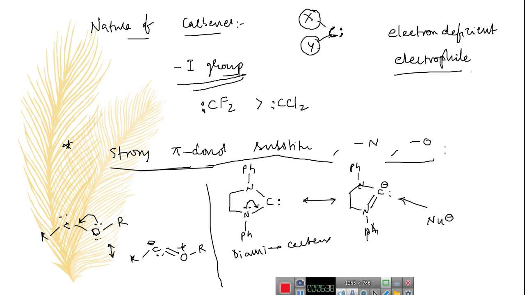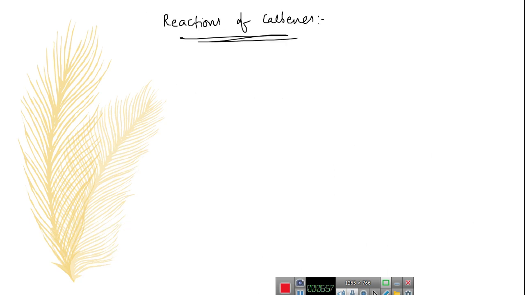If X and Y are both minus I groups, then it becomes an electrophile. If X and Y are donor atoms, then this carbon becomes a nucleophile. So that is the nature of carbenes you can observe in organic reactions. By knowing the nature of carbenes, either electrophilic or nucleophilic, depending on the substituents, we can understand their reactivity.